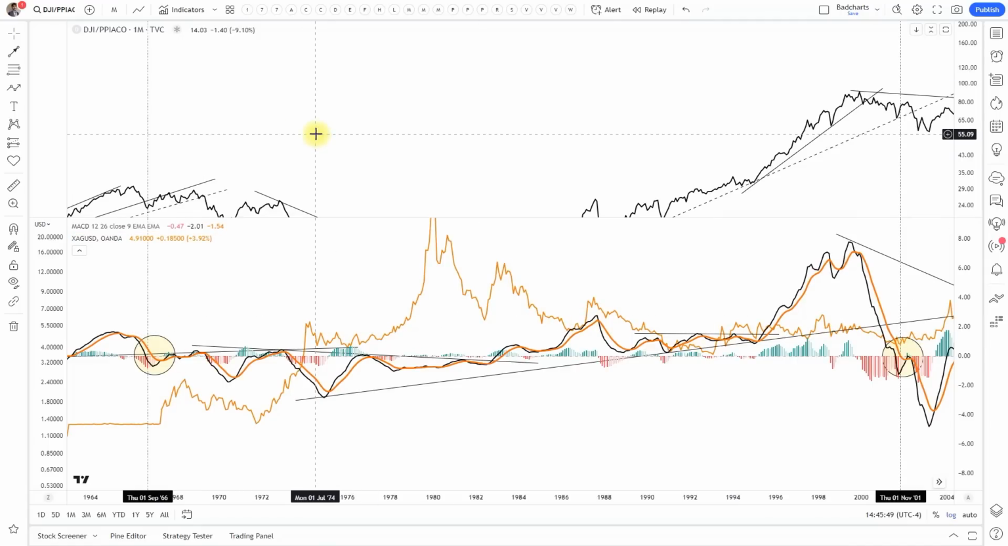So that's it, guys. Hopefully that helps you spot where the scales are leaning.